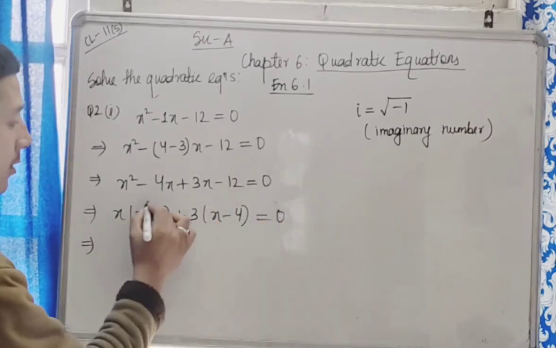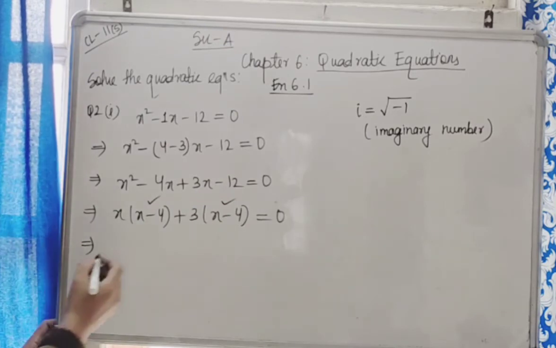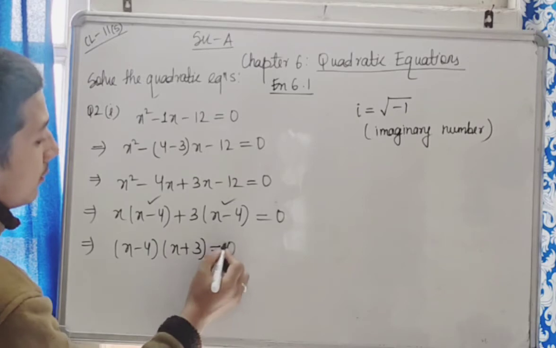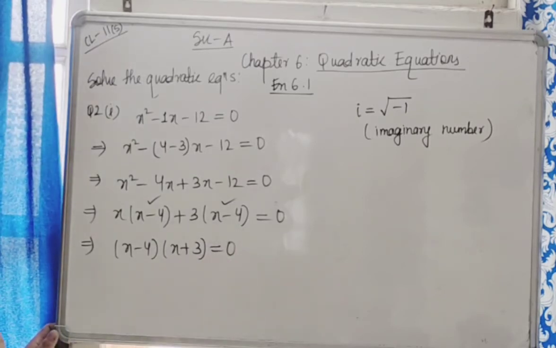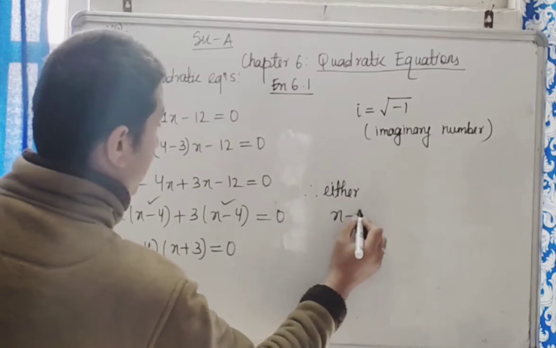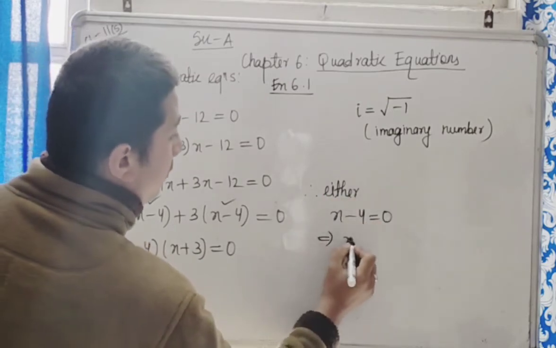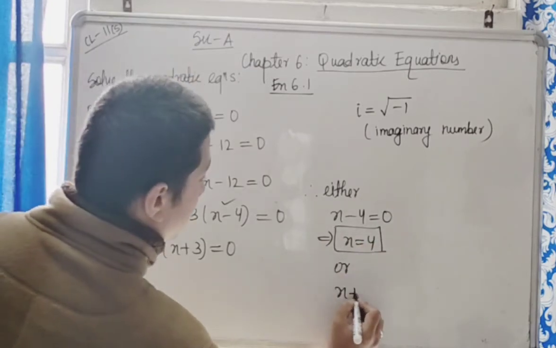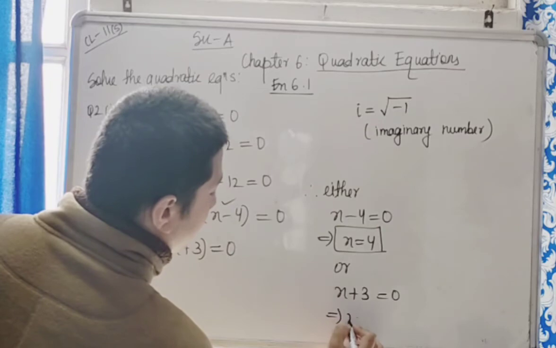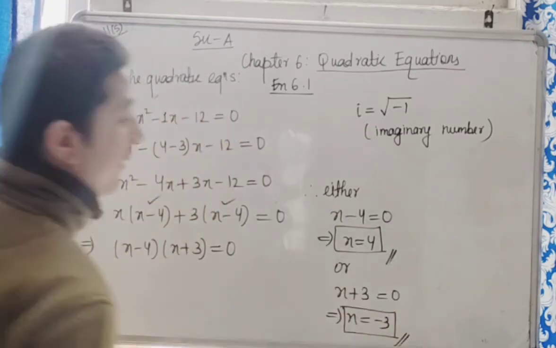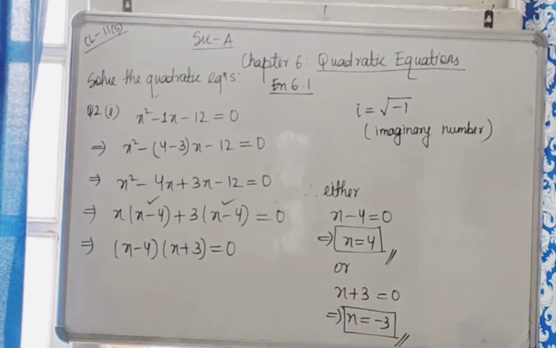So what is your common factor? Your common is x minus 4, right? So x minus 4 into x plus 3 equals 0. Now it is very simple: either x minus 4 equals 0, so x is 4, or x plus 3 equals 0, which gives x equals minus 3. So these are the two values of x. Please pause the video and note it down.